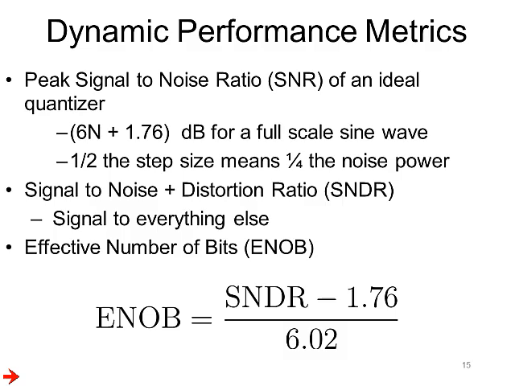Dynamic performance is often characterized by the signal to noise ratio, and as is well known, when one excites a quantizer with a full scale sinusoid, an n-bit quantizer will result in a peak SNR of 6n plus 1.76 dB. Intuitively, this makes sense because increasing the resolution by 1 bit reduces the step size by a factor of 2, meaning 1/4 the noise power, which is 6 dB.